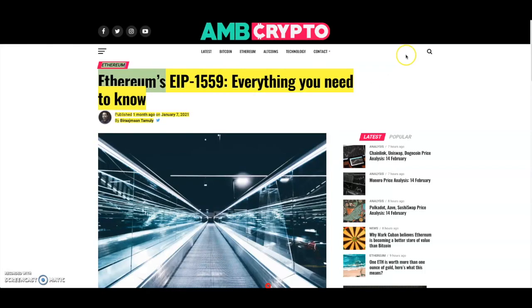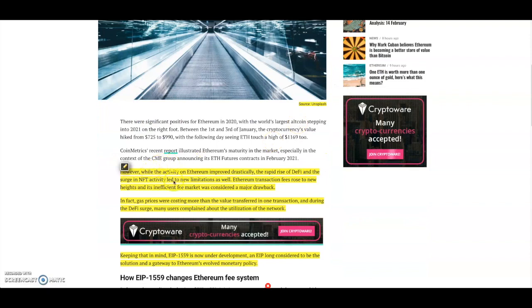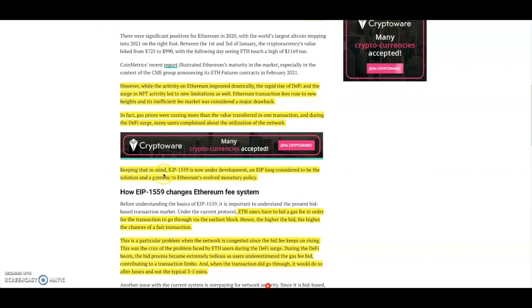Then the solution, basically, is Ethereum's EIP 1559. It's not coming out for some time, right? However, the activity on Ethereum improved drastically. The rapid rise of DeFi and the surge in NFT activity led to new limitations as well. Ethereum transaction fees rose to a new height. This insufficient fee market was considered a major drawback, guys. In effect, gas prices were costing more than the value transferred in one transaction during the DeFi surge. Many users complained about the utilization of the network. Keep that in mind.